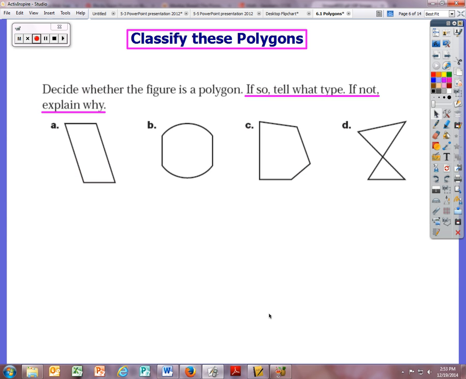Alright, so let's look. We want to figure out, are they polygons? And if they are, let's talk about what type they are. So A, yes, of course this is a polygon. It has 4 sides, so this is a quadrilateral.